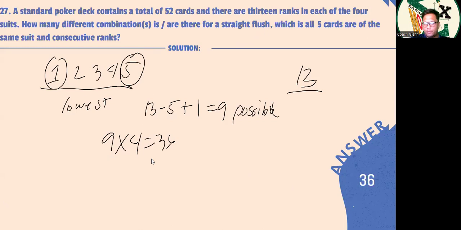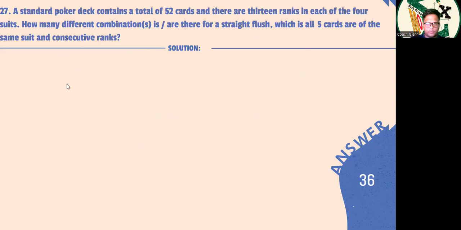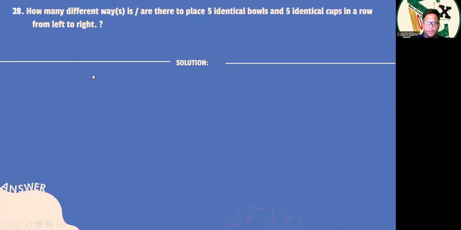So any questions for number 27? If there are no more questions, then let's have number 28. How many different ways are there to place 5 identical balls and 5 identical cups in a row from left to right? So this one's easy.